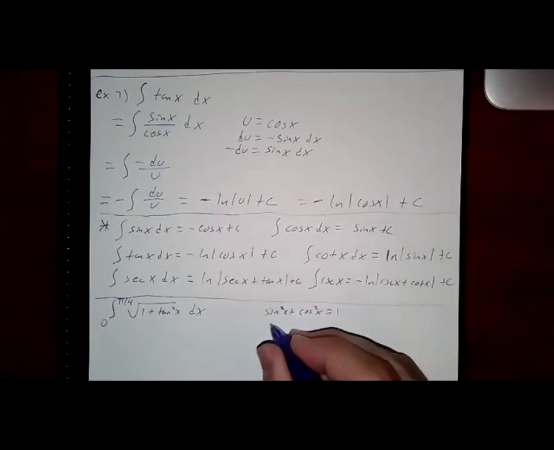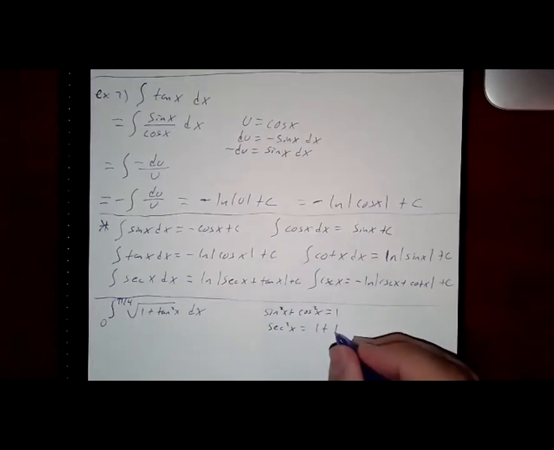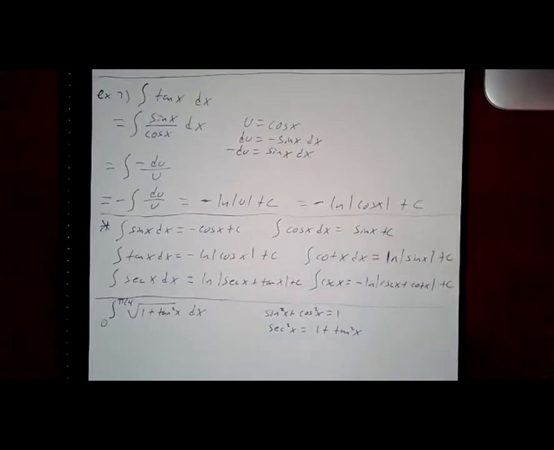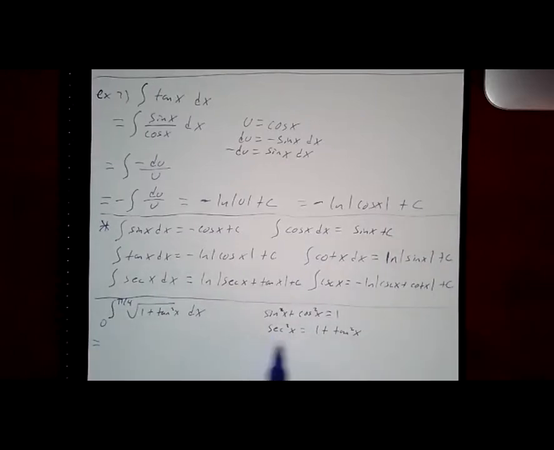And I'm going to save time here. Eventually you find that secant squared is equal to 1 plus tangent squared. So we need to have those handy because trig is going to come up a lot in Cal 2. All right, so then you can sub this guy, right?